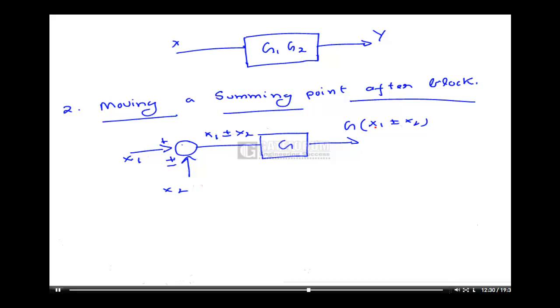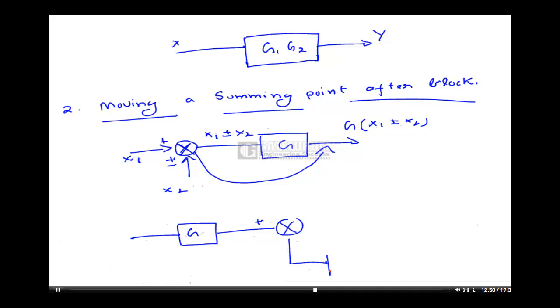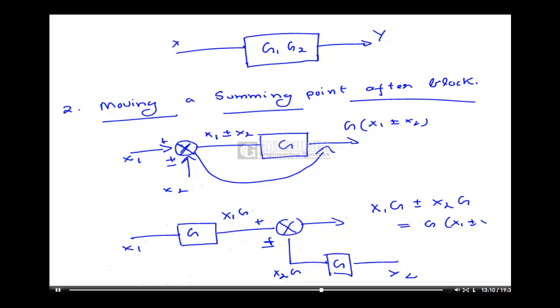Okay. Now if I want to move this summing point to here, then what should I do? See, the thing is that output should remain same. Okay. For output to be same, I need to multiply here by G plus I need to multiply here also by G plus minus. This is my x1, this is my x2. So output of this is x1G, output of this is x2G, output of this is x1G plus minus x2G, which is equal to G times of x1 plus minus x2.